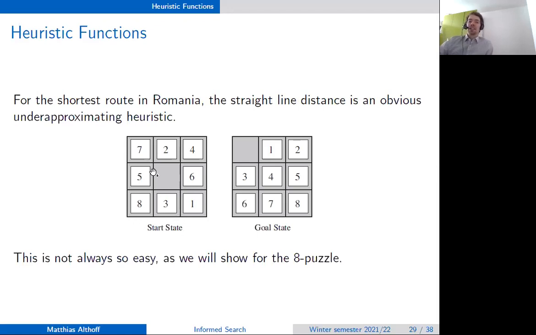And the other one is the sum of distances to the correct square for every number. That's another one that's very good. So let's say for the tile 1, you have to move 2 up and 1 to the side. That's 3. For tile number 2, you have to go 1 to the side. That's 1, and so on. And then you add these costs just to move these tiles around, and you assume here that you can fly over the other tiles. Then you would also get an under approximation.